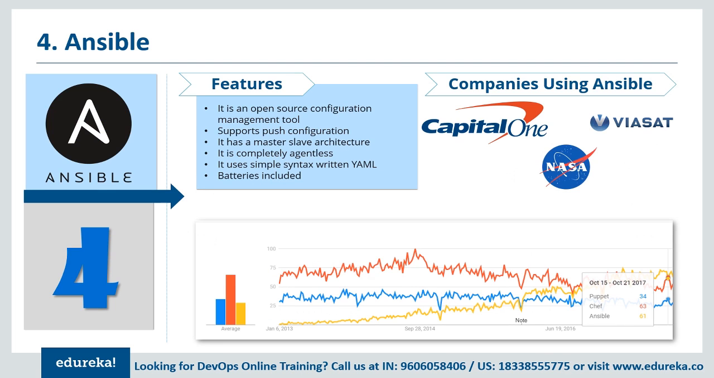The last tool available for configuration management is Ansible. Ansible is again an open source configuration management tool, where it mainly focuses on push. As we discussed, Puppet works on pull configuration, whereas Ansible focuses on push configurations. Again, it has a master slave architecture, same as Puppet. Here we don't have to worry about creating multiple agents, and we use simple syntax created using the YAML language. The companies using Ansible include Capital One, Hootsuite, and NASA, as part of the most popular companies using Ansible.